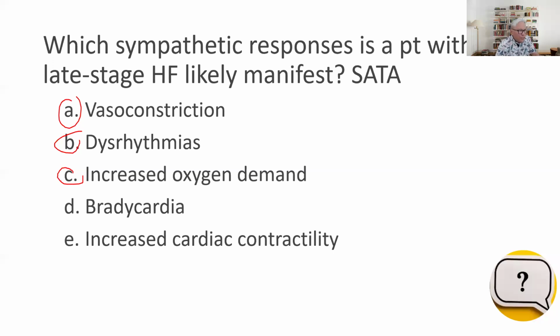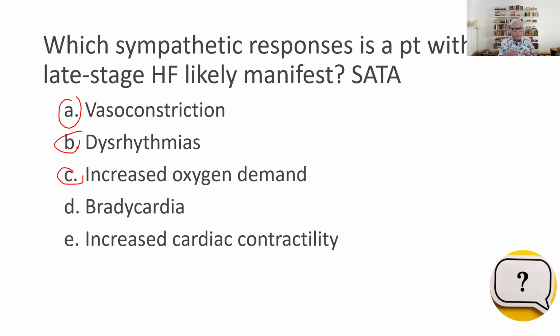All right, what you need to think of now is whenever we have an increase in sympathetic stimulation, this is going to be an effort by the body to compensate. And therefore, you're going to have tachycardia, you will have vasoconstriction, you could have dysrhythmias. All these are going to be manifestations of a significant increase in the workload of the heart. So A, B, and C are the correct responses.